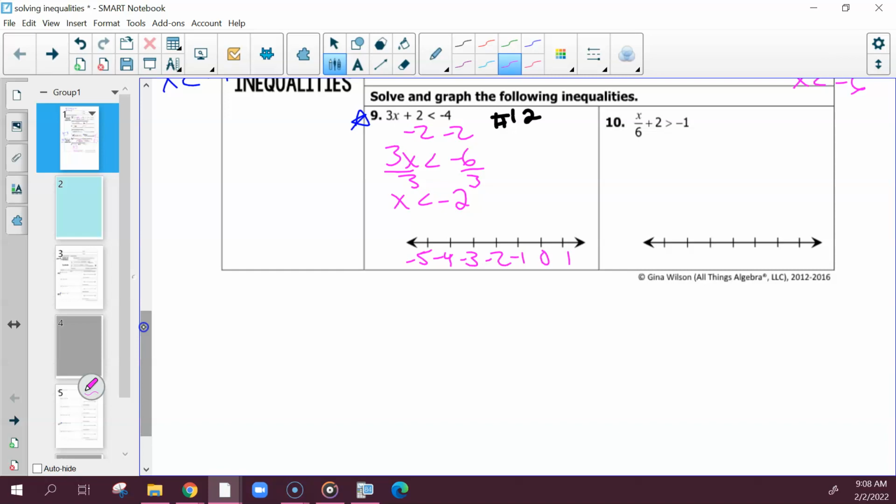Would this be open or closed? Open at -2. Going to the left or to the right? To the left. Do you have any questions on how we solved that?